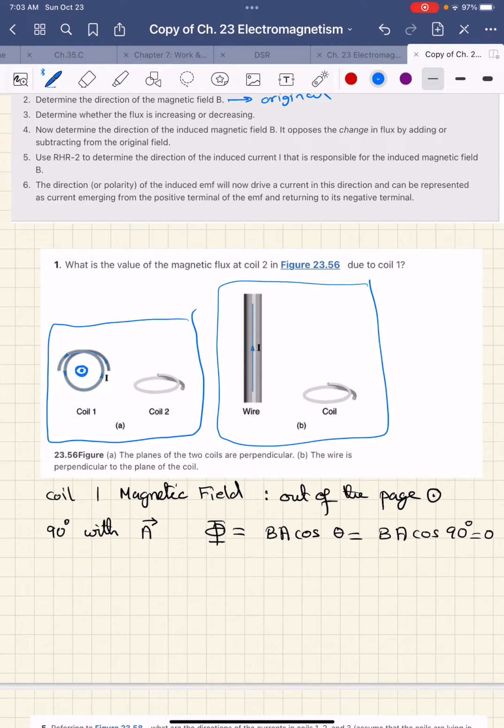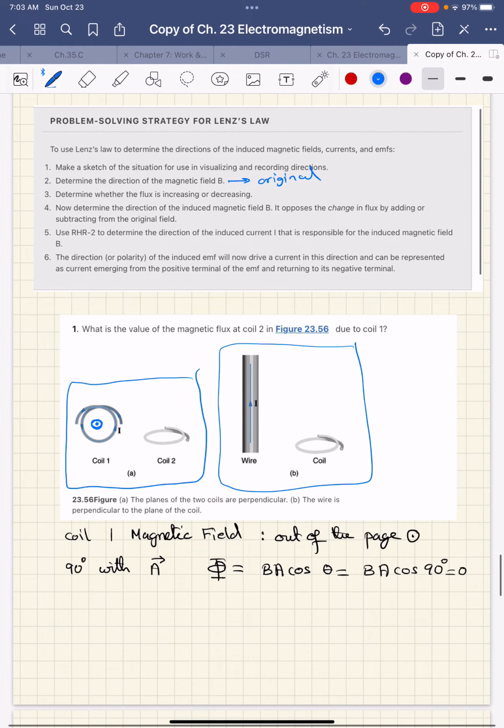Then phi is going to be BA cosine theta, and BA cosine 90 is going to be 0. Because now for coil number 2, you're going to find that the magnetic field here is going this way. This is from coil number 1. Then we said out of the page, and we're going to find that its area is here. Then you're going to find the angle between them is 90, and therefore it is going to be 0.